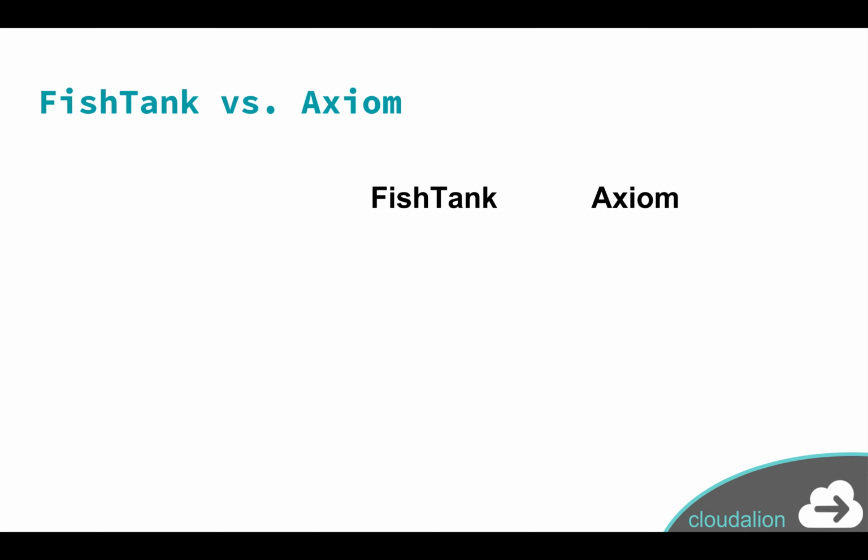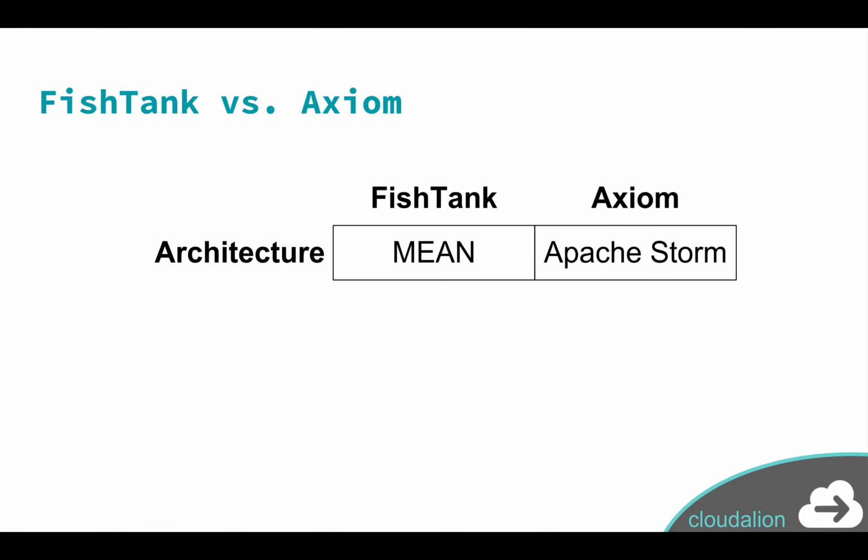So if we already have FishTank, why have another thing? Why build Axiom? The reason is that they're very different in a few things. One is the architecture. FishTank uses the MEAN architecture with MongoDB, Express.js, AngularJS, and Node.js. And Axiom is intended to use Apache Storm, which is a big data analytics platform known to give good performance at large scale.